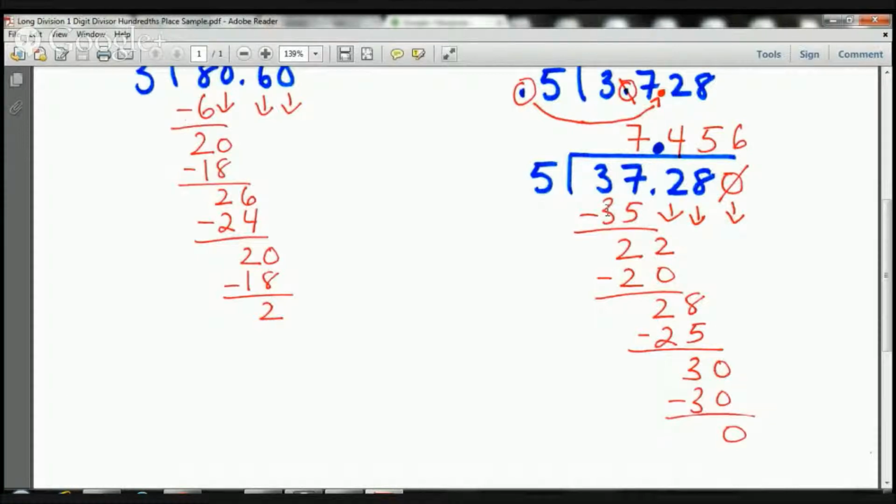I'm going to put my 35 right there. I'm going to put my subtraction sign, my line, and then I'm going to subtract. 37 minus 35 is 2. Now that I have that, I'm going to drop down this 2, and I'm going to see how many times 5 can go into 22.